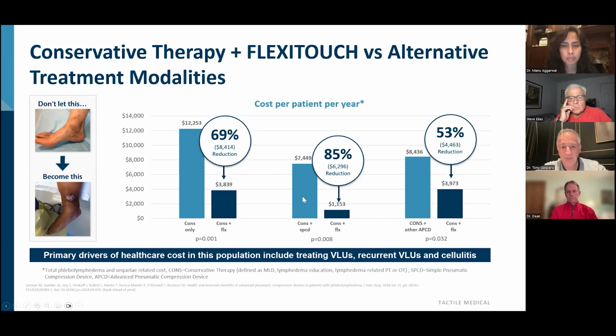Then this column compares conservative with a simple pump compared to adding FlexiTouch, and you can see there's still a huge reduction when you add a FlexiTouch pump compared to those patients who were treated with a simple pump. And the last column compares all the other advanced pneumatic compression devices to FlexiTouch, and again, more than 50% reduction in cost. Now, importantly, in this paper, the major savings was due to reduction in hospitalization costs and cellulitis.